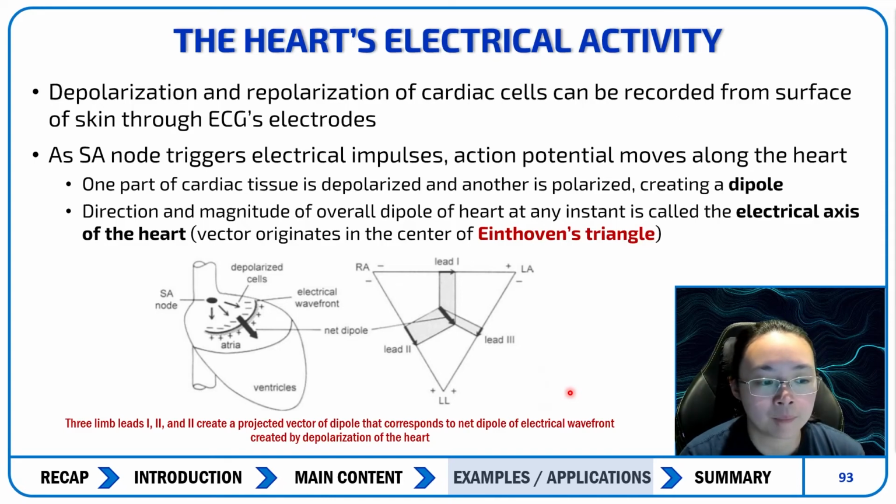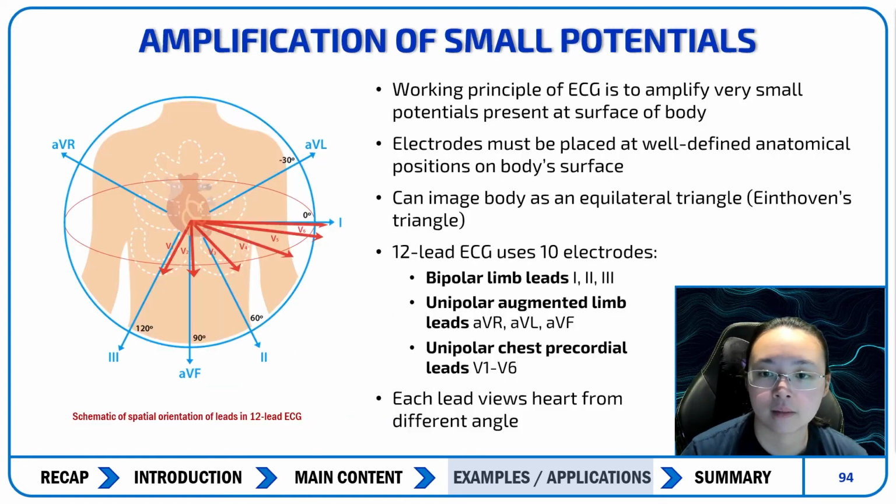so that you know what direction the electrical wavefront is going towards, that's created by the depolarization of the heart. So at least understand what Einthoven's triangle does for us, and why that electrical axis of the heart is important.